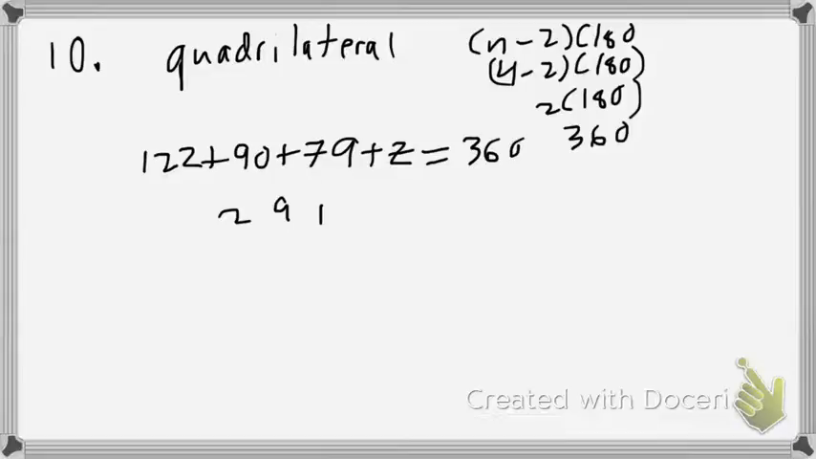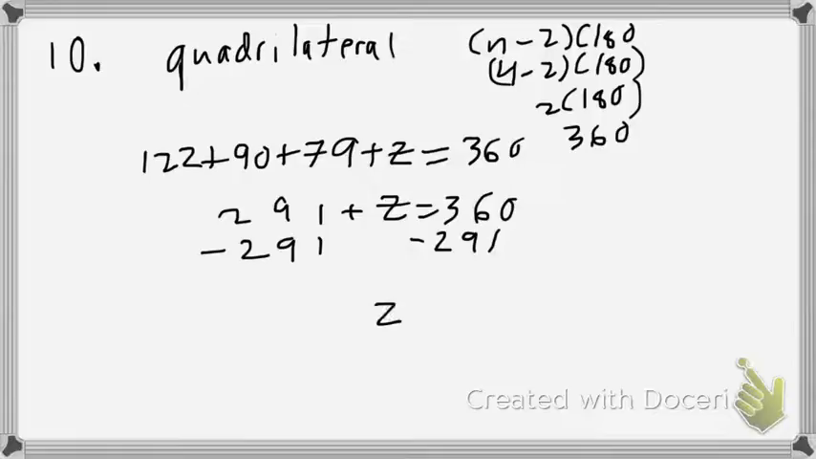So what we do is we have 122, Z, 79, and a right angle. Right angles are 90. So that gives us 291 degrees plus Z has to equal 360. We're going to subtract 291 from both sides, and we get Z equals 69 degrees. Moving on to number 11.